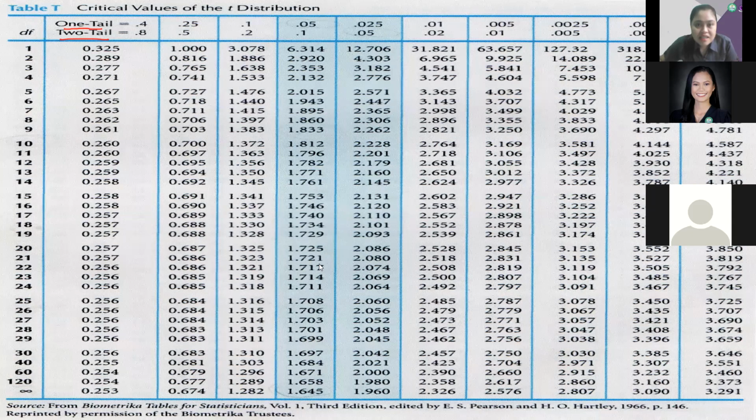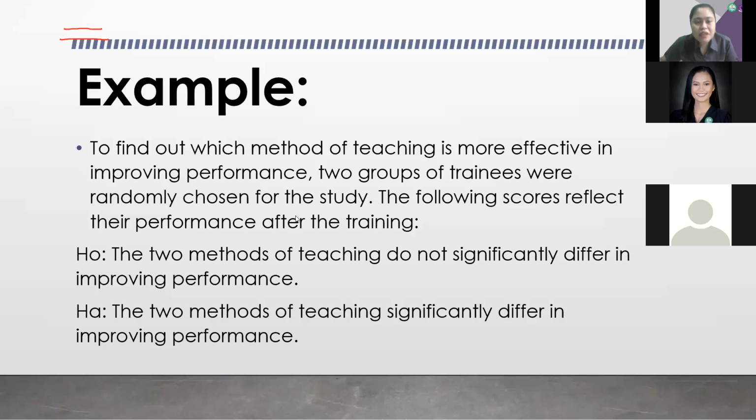Now, in this problem, balikan muna natin yung ating hypothesis. The two methods of teaching do not significantly differ in improving the performance. Or the two methods of teaching significantly differ in improving the performance. So what do you think? Is this a two-tailed test or a one-tailed test?